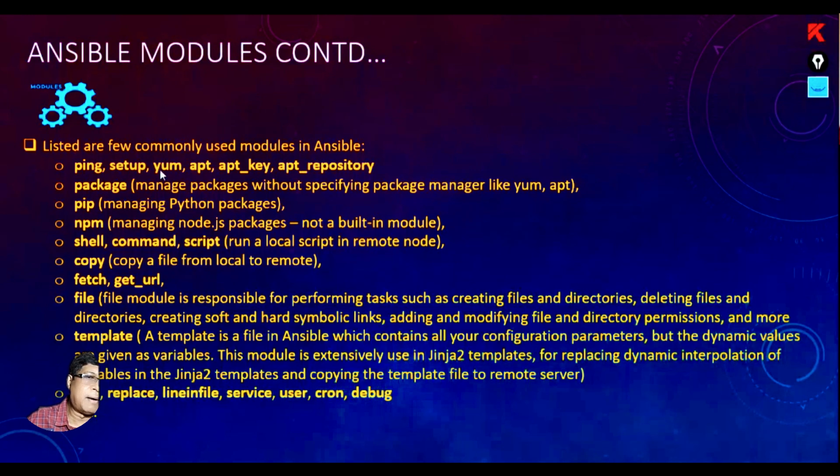There are so many things: yum, apt, these are the package managers of various Linux systems. apt is for Ubuntu, yum is for the Red Hat package manager. You can install a security key through apt_key. This is a module. You can add something into the repository of the package manager, so that is apt_repository. You do not have to do much, you just have to call this particular module. You can do packaging, like Maven packaging. You can manage packages without specifying the package manager.